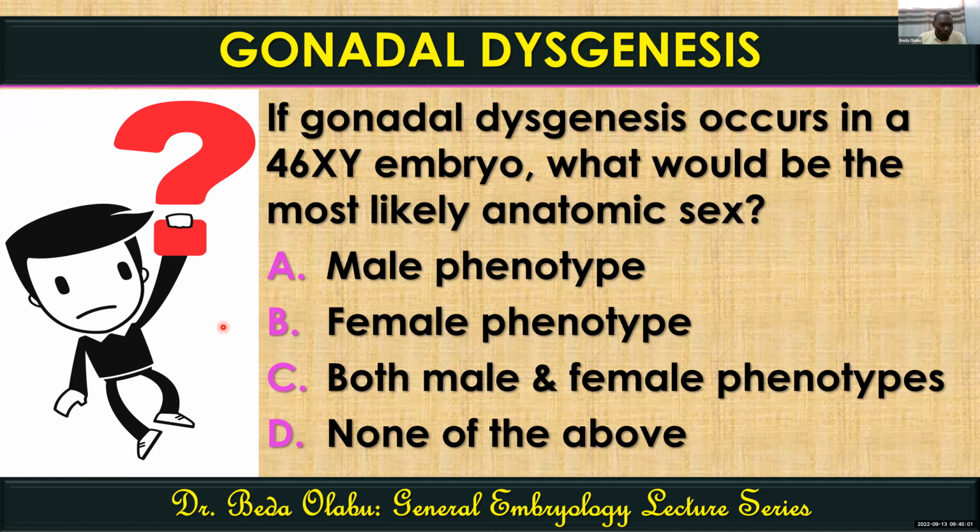This one seems to have given you people trouble, but Maureen, you said B. Tell us why you said B. Okay, I said B because you say it's dysgenesis. When you talk about dysgenesis, I think the androgen is less, and this causes, when there's an absence of androgen, that makes the person anatomically female.